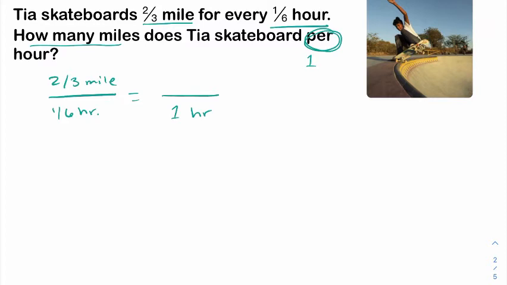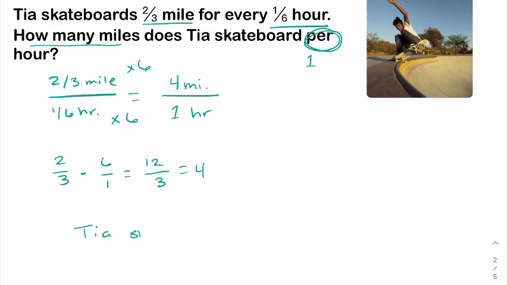To get from 1/6 to 1, we need to multiply by 6. So whatever I do to the bottom, I have to do to the top. So let's do 2/3 times 6 over 1. 2 times 6 is 12, and 3 times 1 is 3. Now let's simplify. 12 divided by 3 equals 4. So I can say that Tia skateboards 4 miles per hour.